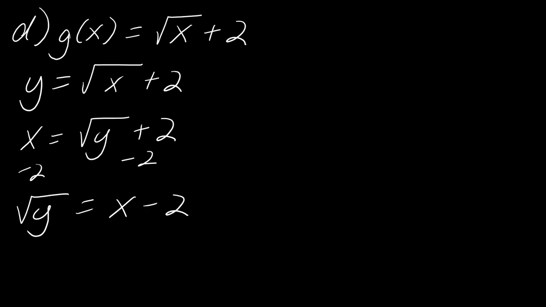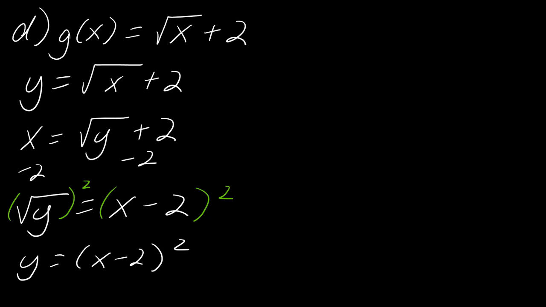So to get rid of the square root, what I need to do is square both sides. But now here's where the interesting thing happens that we have to think about. So x minus 2 squared, this is a parabola. Parabolas look like this. So parabolas are not one-to-one, right? Because they would not pass the horizontal line test.